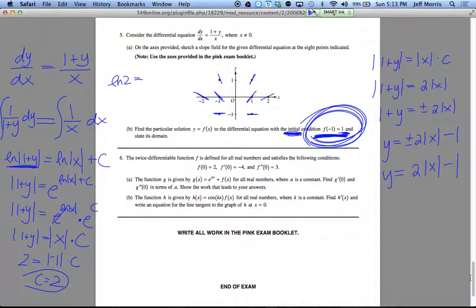And then you'd have had -1, which is natural log of absolute value of -1 is 1, natural log of 1, plus C, right? And then natural log of 1 is just what? 0. So you get C equals ln2. All right, now, when you get your C equals ln2, you come down here and you start solving.